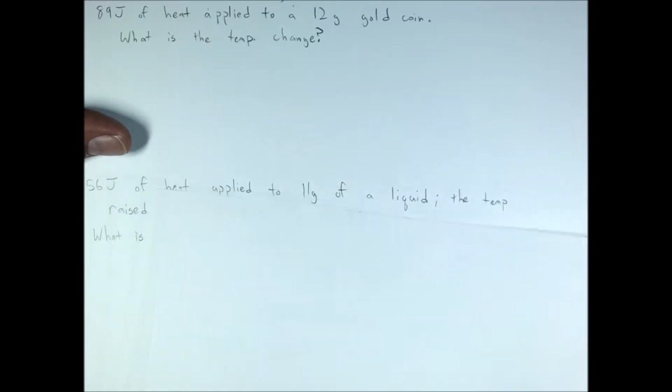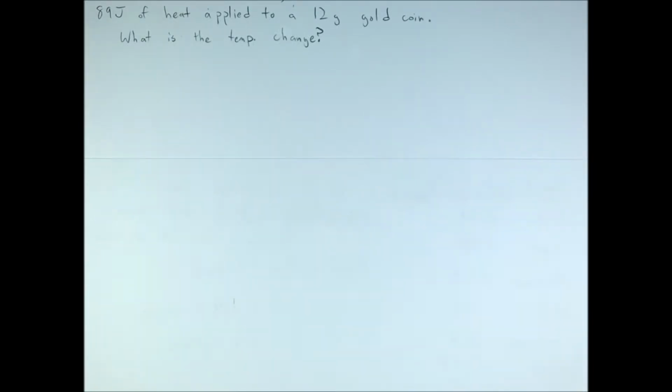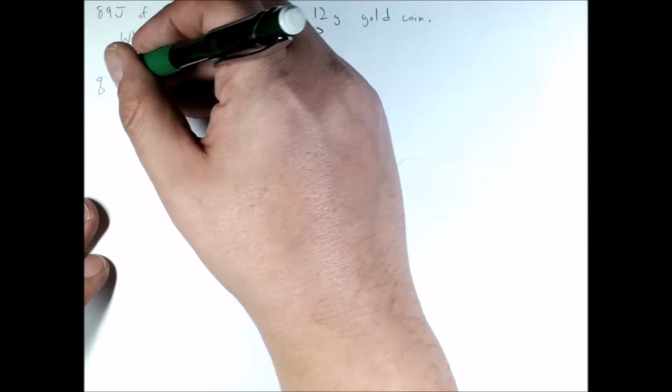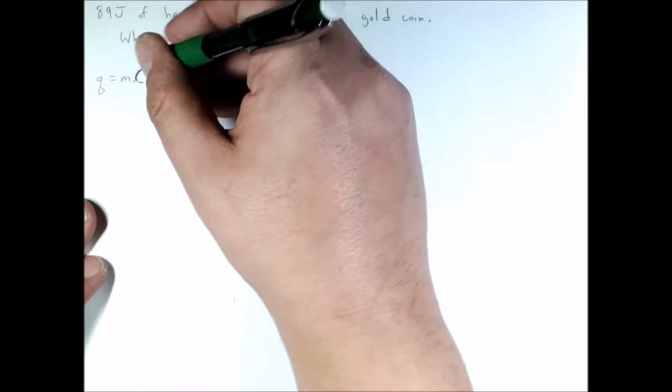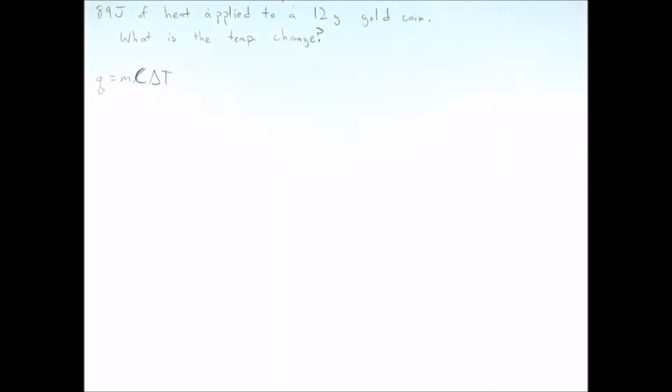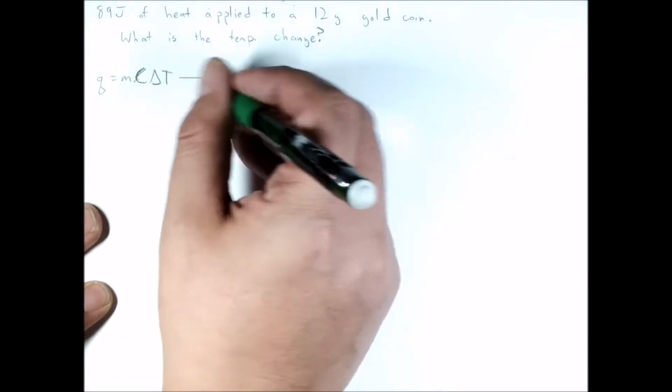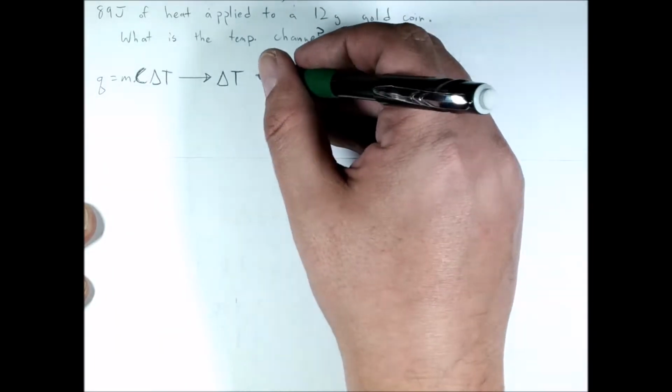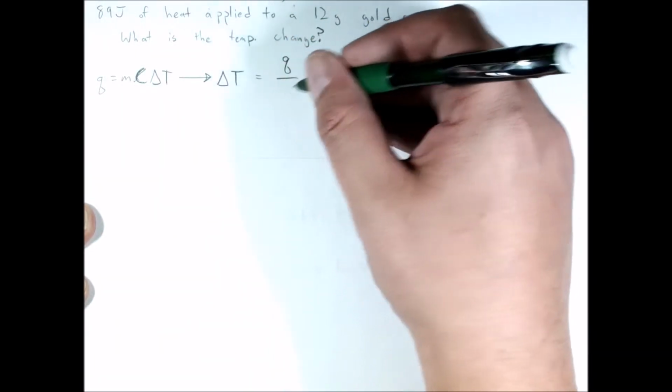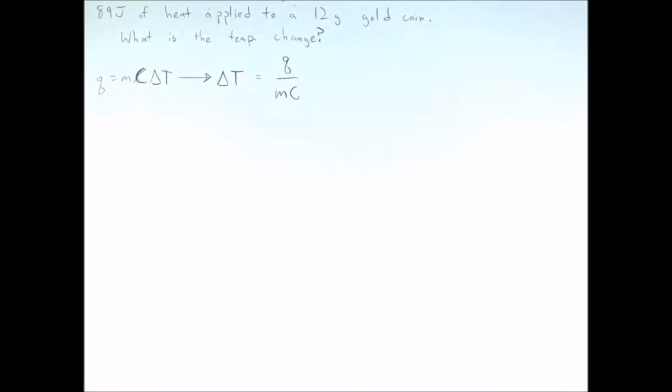This one is saying that you have 89 joules of heat applied to a 12-gram gold coin. What is the temperature change? What I like to do is go ahead and start off with the equation. We're pretty sure it's going to be asking for the use of this equation. Which variable should I solve for? Probably delta T. I'm not going to show the algebra here, but it's just divide both sides by MC. So you end up with Q over MC. All right, now we just plug in our values.